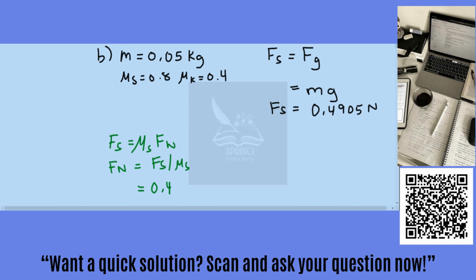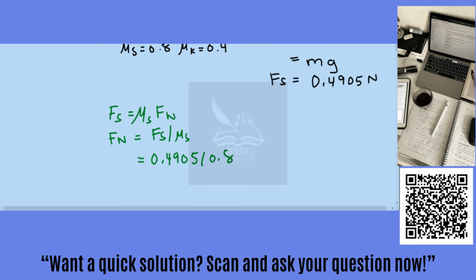And so we've got 0.4905 divided by 0.8, and that gives us a value of normal force of 0.613. So now we have the force in that direction. That's the only force that's acting on the object in that direction. And so we can simply calculate the acceleration using F net equals ma.